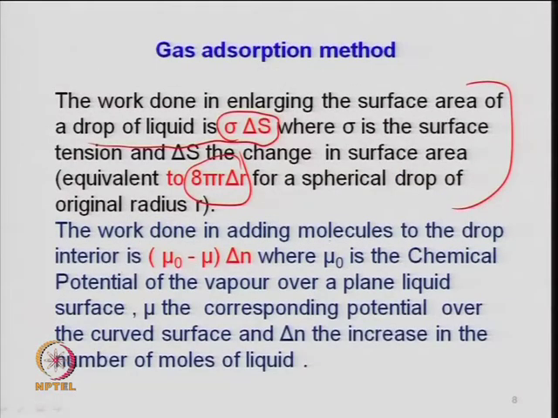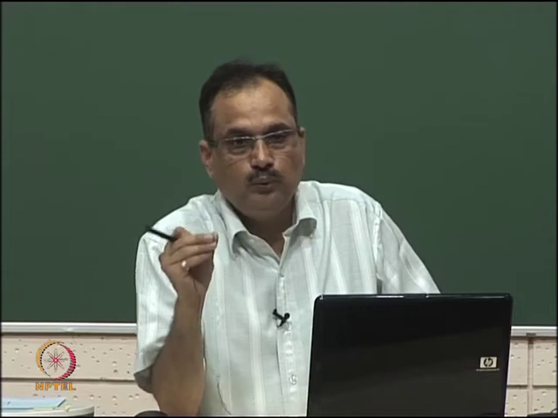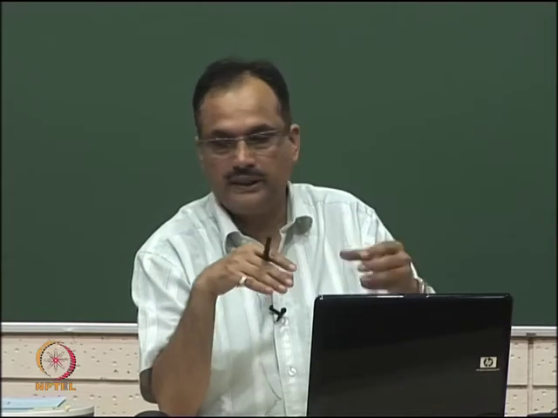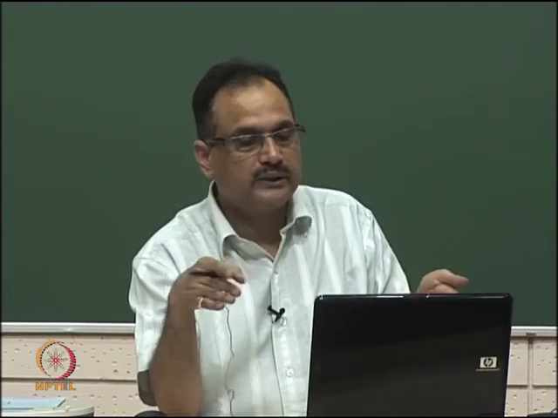The second term is adding a number of molecules to the drop interior, because when the drop is increasing you are increasing the mass of that droplet, right. So, the volume and the change in the number of molecules, delta n, changes as the radius goes from r to r plus delta r. Accordingly the volume is changing from V to V plus delta V, right. In that we are calculating the change in volume.